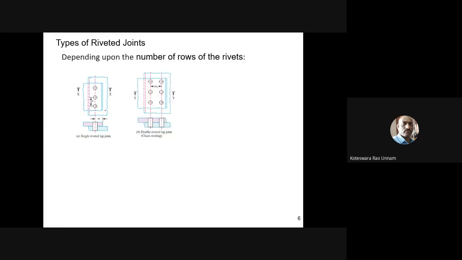Okay, now you can see that. This is the pitch length. This is the repeating section in this case. So the same thing is repeating from now onwards. If I go on adding the rivets, it is going to be the same.